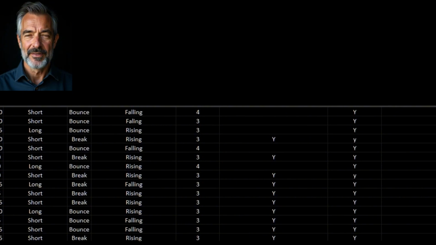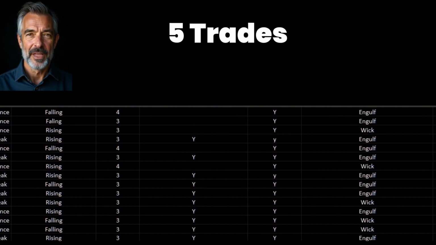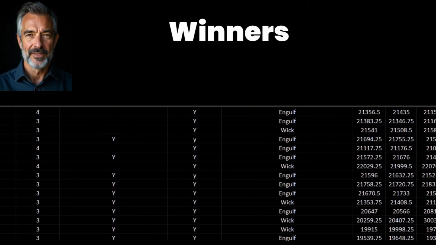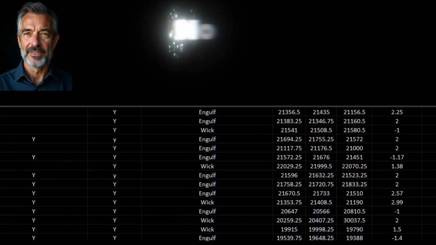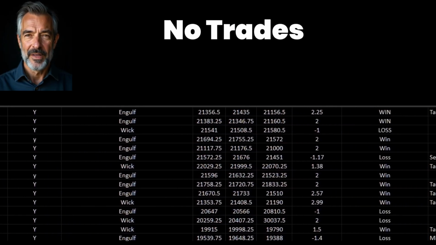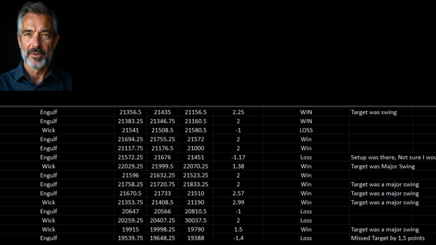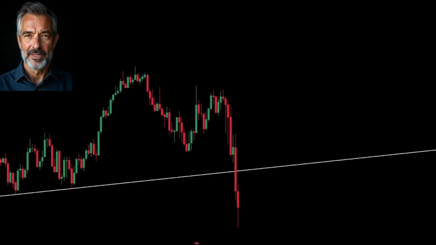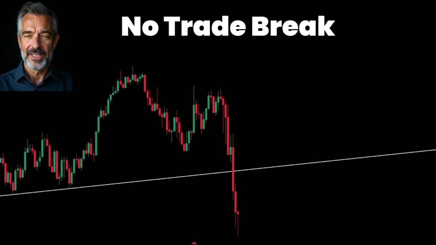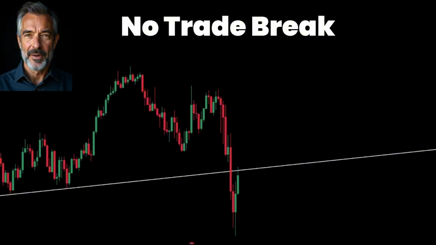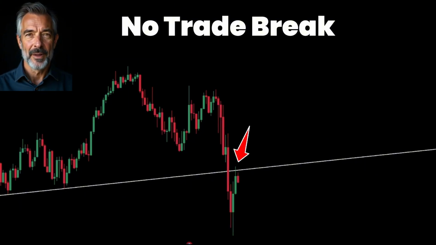Before I reveal the results, let me show you 5 real trades from the backtest: winners, losers, and even one that never triggered. These aren't curated or polished. They're exactly what formed during the testing. Example 1, the no trade break. The trend line was clean, 3 solid touches in an uptrend. It broke hard, closed below, and all I needed was a pullback with confirmation. The pullback came, the wick reaction came, but the confirmation never arrived. So no trade. Patience is the edge.